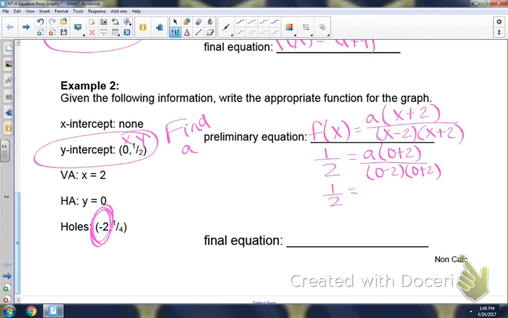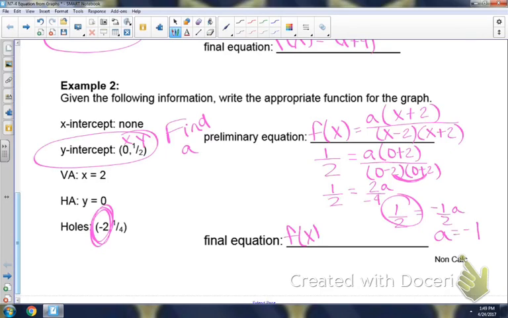So on top you're going to end up with a 2a, and then on bottom you're going to have to multiply -2 times 2 to get -4. So that reduces to a -1/2 on the right side. So a would have to equal -1, because a negative 1/2 times a negative 1 would give you that positive 1/2.